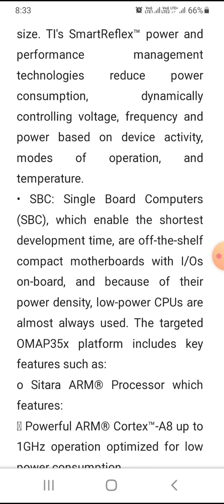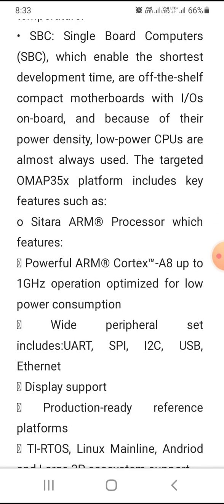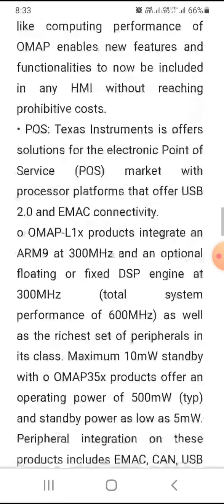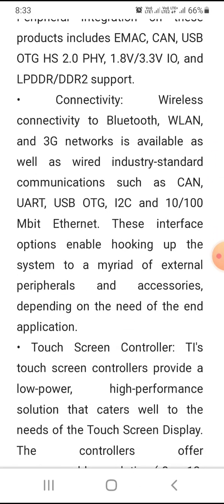SBC, single board computers, which enable the shortest development time, are self-contained compact motherboards with the input-output source on board. Because of their power density, low power CPUs are almost always used. The targeted OMAP performance key features include the Sitara ARM processor, which features powerful ARM Cortex, wide peripherals, and open connectivity.